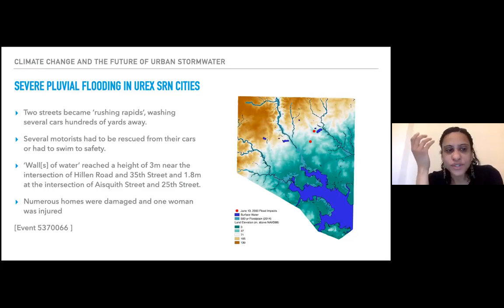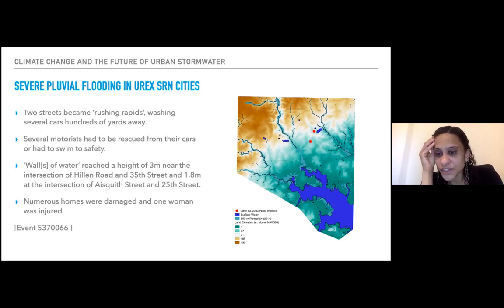It was described that two streets became rushing rapids, washing several cars hundreds of yards away, and that motorists had to be rescued from their cars or had to swim to safety. What's really alarming was that they described walls of water in two locations. You can see the locations where these events were described to have occurred, reaching a height of 3 meters at these intersections, and that numerous homes were damaged and one woman was injured.